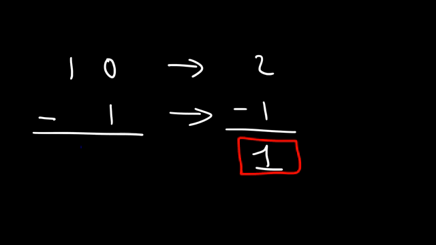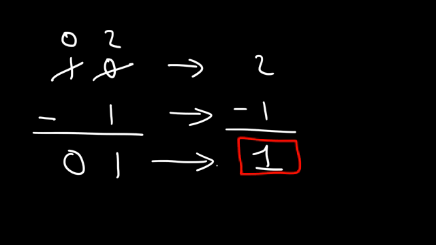Now, we can't do 0 minus 1 because that's going to give us a negative number. So we need to borrow. So we're going to borrow this 1. That's going to turn into a 0. And then this 0 becomes a 2. 2 minus 1 is 1. And 0 minus nothing is 0. So 0, 1 corresponds to 1.